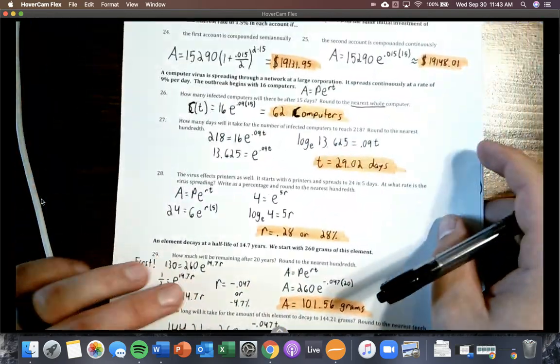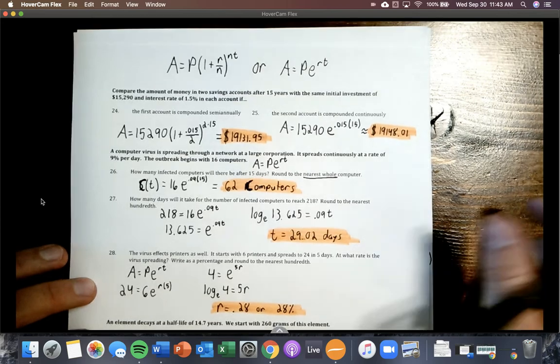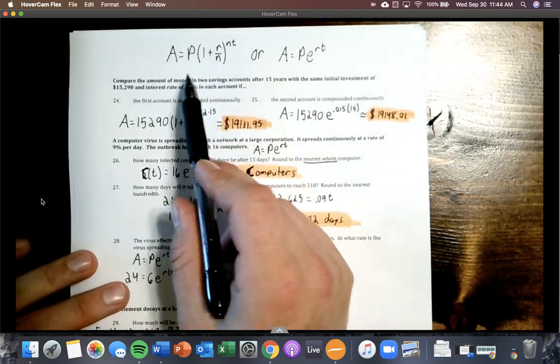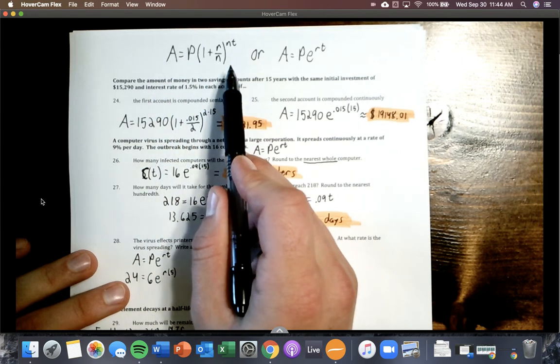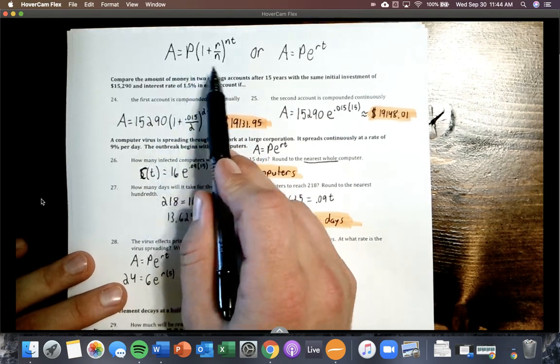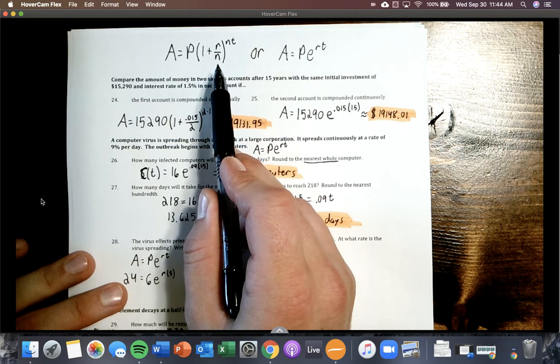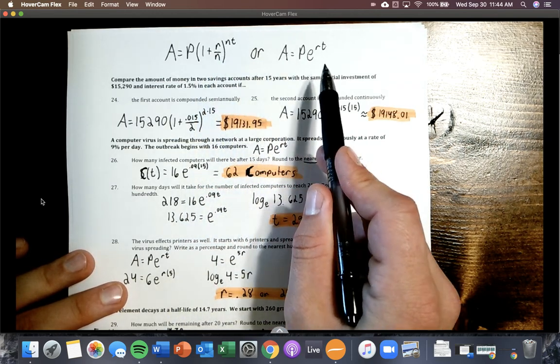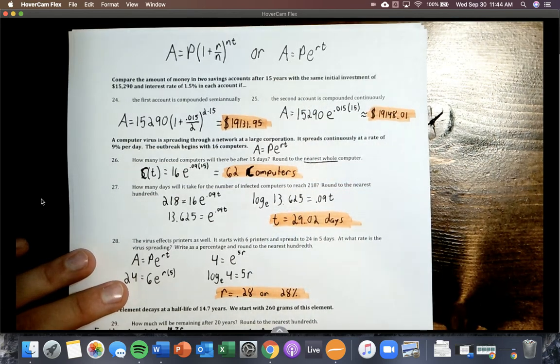All right, last page, we'll try to get through pretty quick. We're talking about the compound interest problems. So for compound interest problems, we know we're going to be using one of two equations. This one is when it gives us how many times it's being compounded, because n is the number of times it's compounded. And this one is when it's compounding continuously. So we have to be able to recognize when we need to use each.